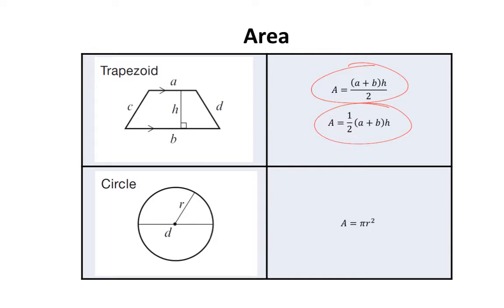For a circle, the area is equal to pi multiplied by r squared. It is important to remember that r squared is not r multiplied by 2. It is the radius multiplied by itself. And if you've forgotten, pi is equal to 3.14.